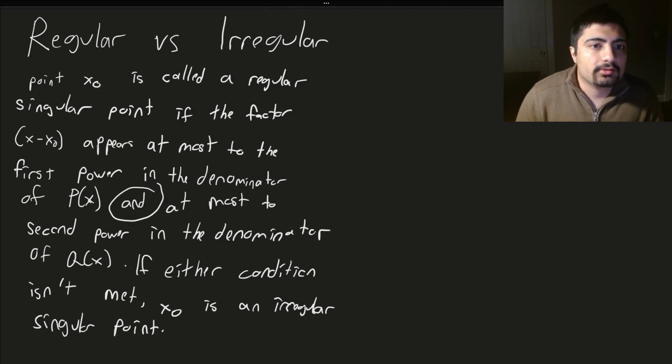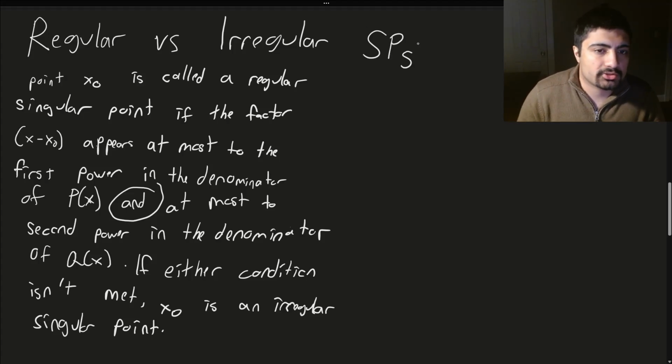Now let's work on the definition of the regular and irregular points, and based on this definition we will be solving some examples to understand the regular and irregular singular points. I'm just gonna write SPs for singular points.